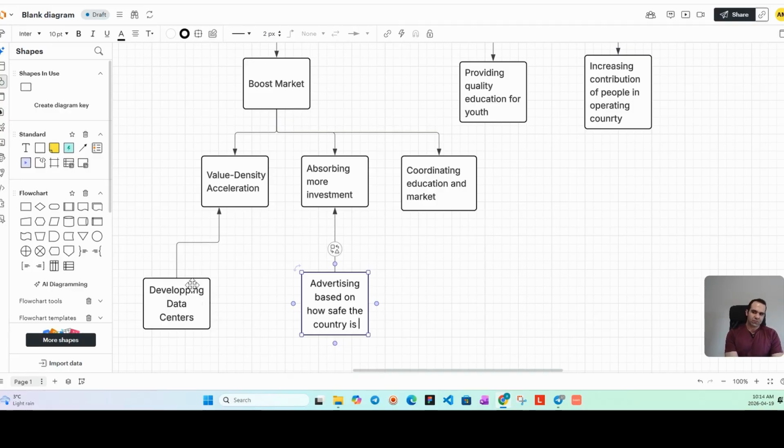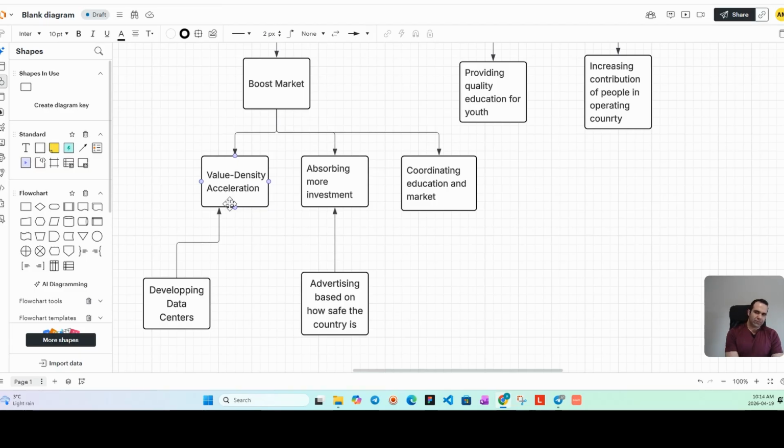There might be many solutions for each one. So for value, we can also try with Gemini. We can just use this prompt: I want to increase the value density acceleration. For instance, we have electricity in the country, and we can generate some data centers to use the electricity to increase the value density acceleration.